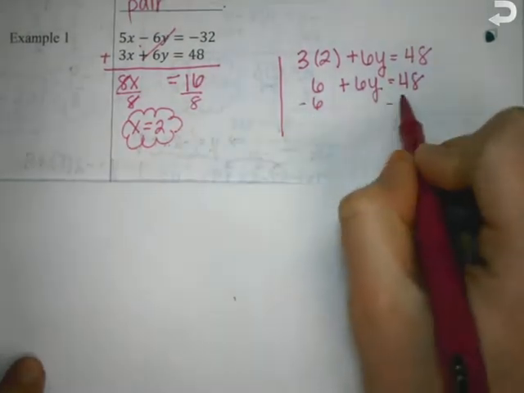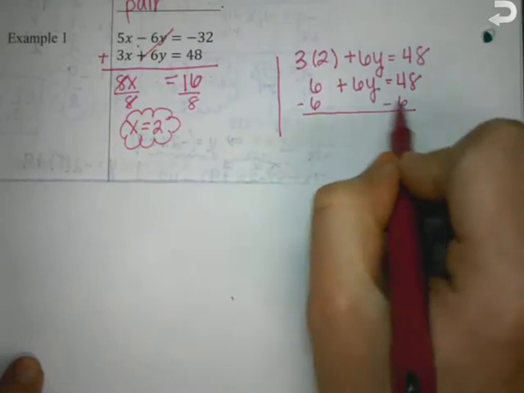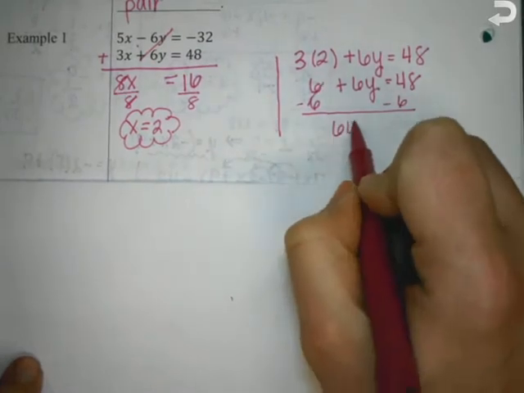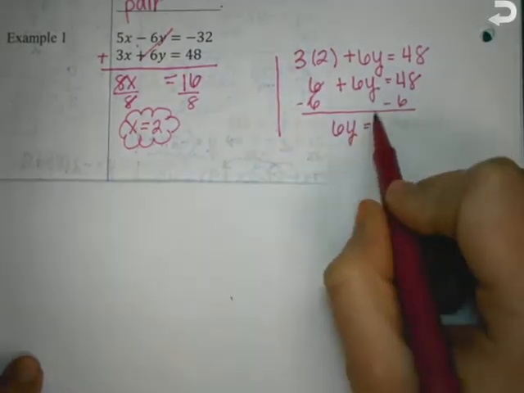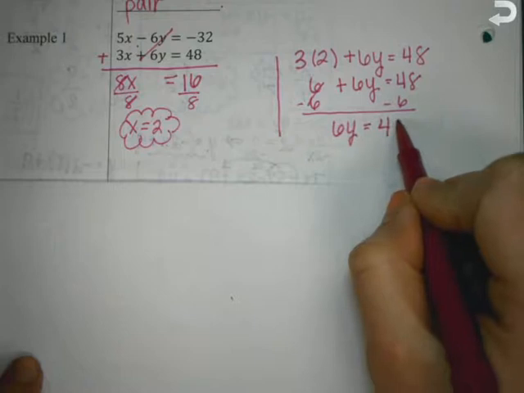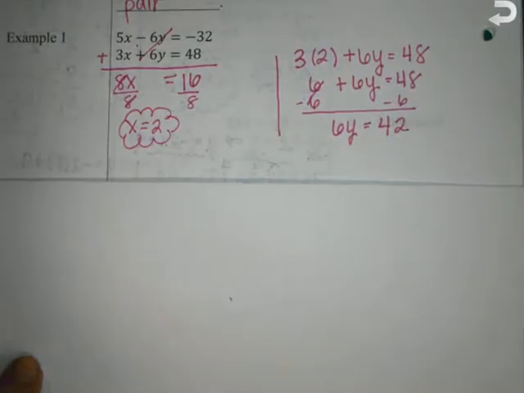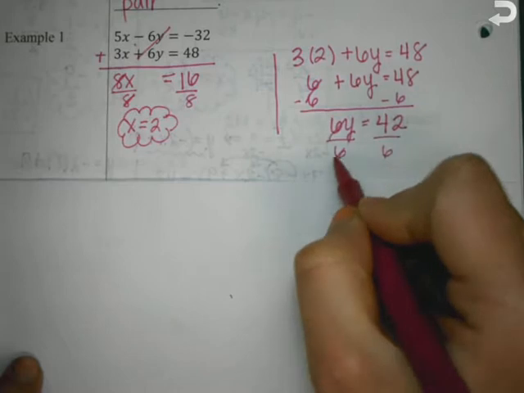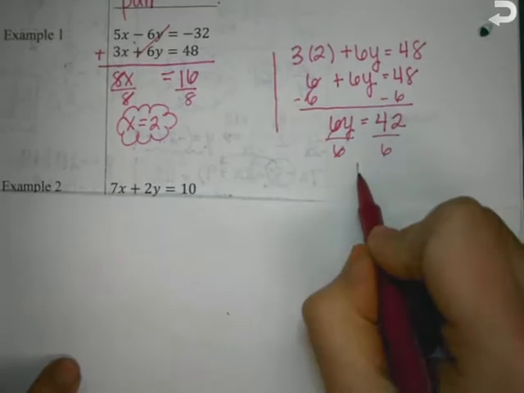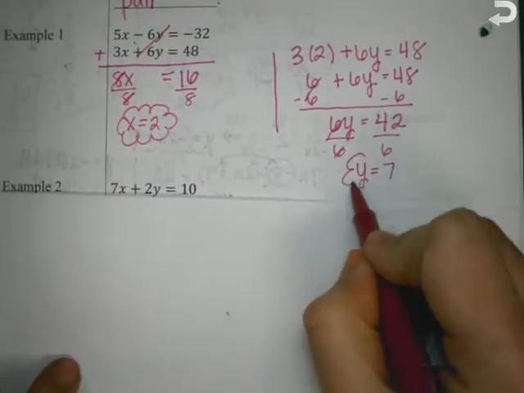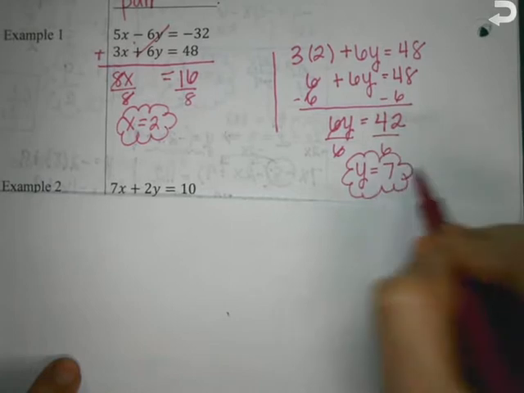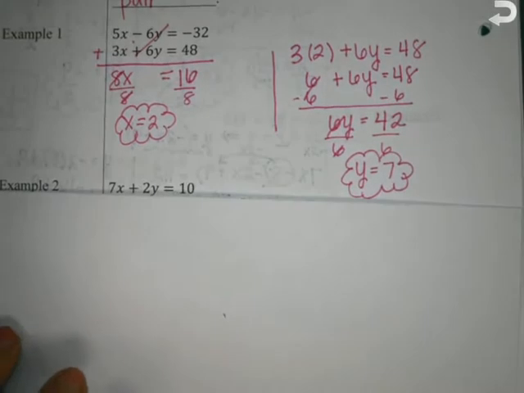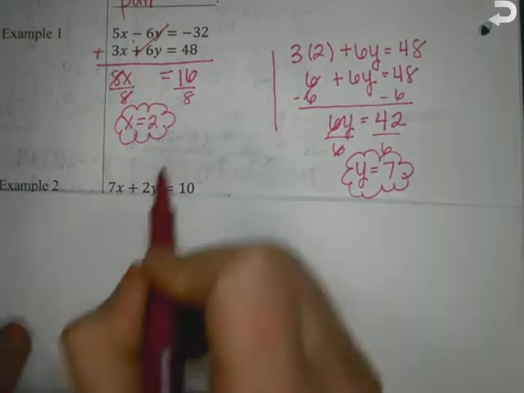So that gives me 6y equals 42. Divide both sides by 6. Y equals 7. Bubble that. We can use either one, the top one or the bottom. You can use the top or the bottom, and you would get the same answer. So how do I write my answer? Let's do the top one and see. 2 comma 7.